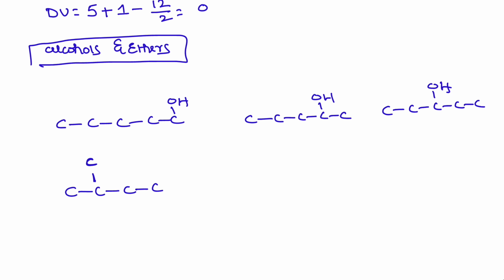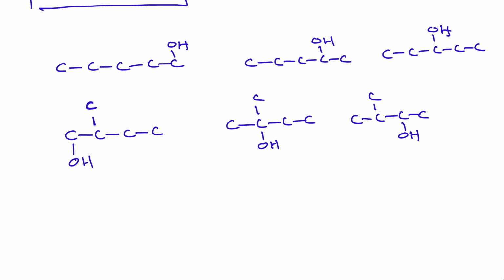Fix methyl group here. Now this one and this one will be same. You write OH here or here, the result will be same. Therefore first I am writing OH here, next I am writing OH here. Now OH is here, again 4 carbon chain only. Now OH here. If you have any doubt, you can start giving IUPAC name.